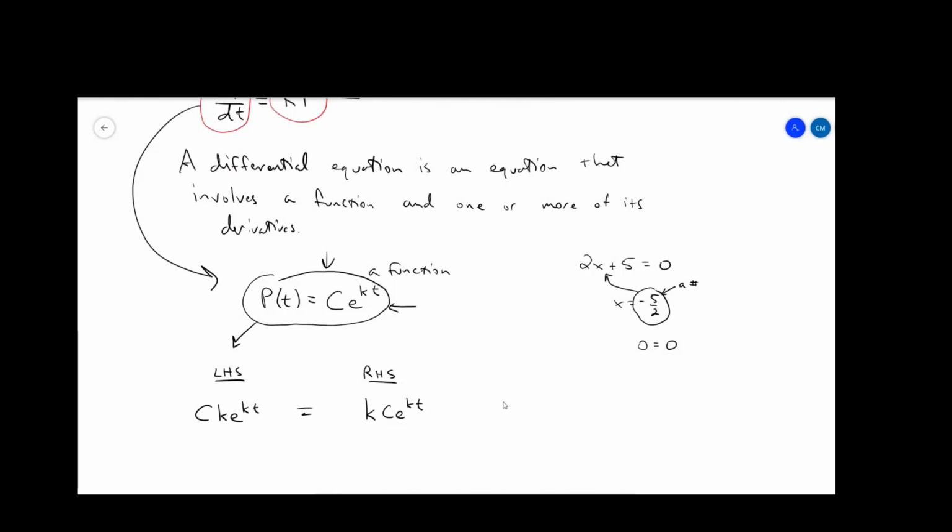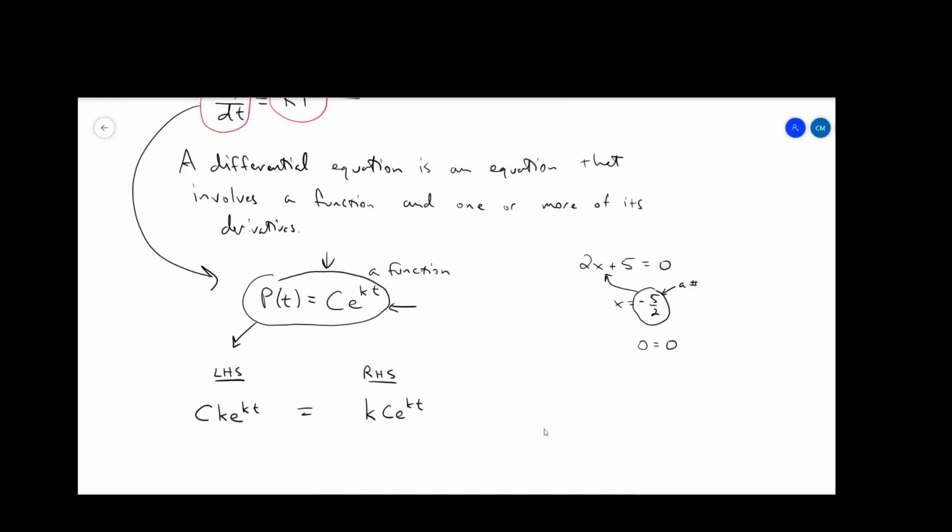Now, this particular differential equation is simple enough that I can actually show you how we arrive at that solution. We have a solution, but it was just given to us. Well, why? So we plug the function itself into both sides of the equation.